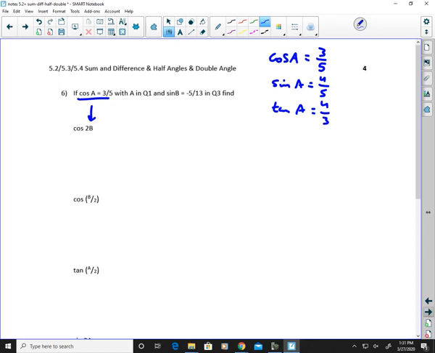So now I've got a quadrant 3 angle, and I've got sine of B equals negative 5/13. Cosine of B, maybe I didn't change them. I'm in quadrant 3, so I am negative 12/13. And last one, tangent of B, it's going to be positive because I am in quadrant 3, and 5/12. So those are my ratios. I have all the information I need in order to do this problem.